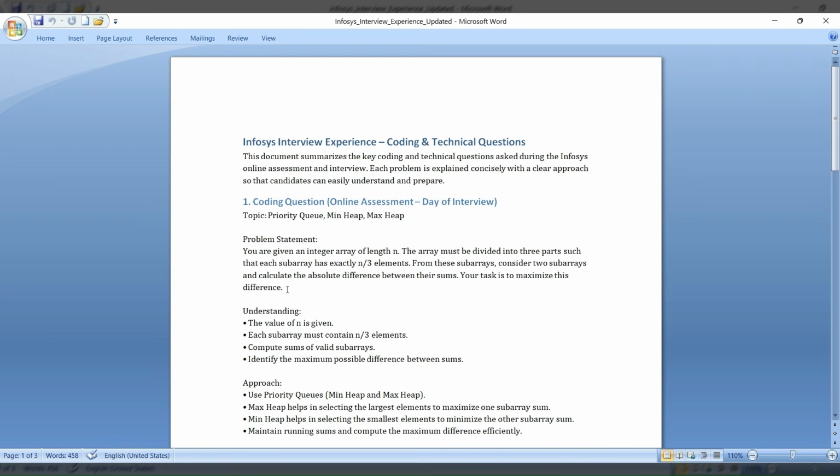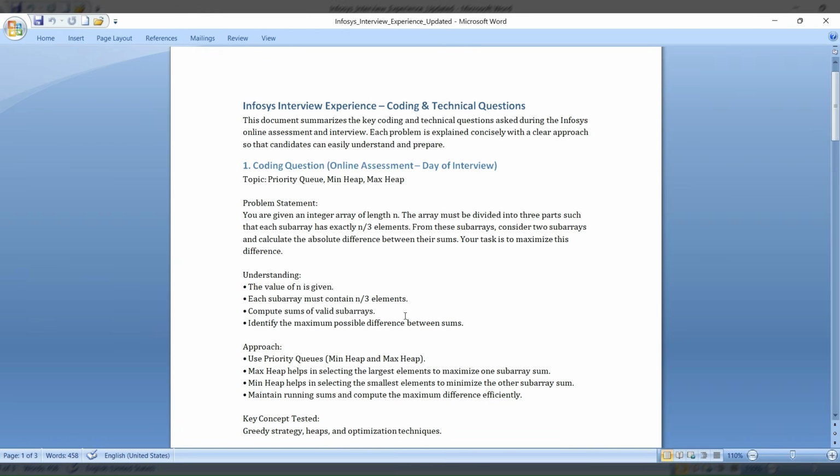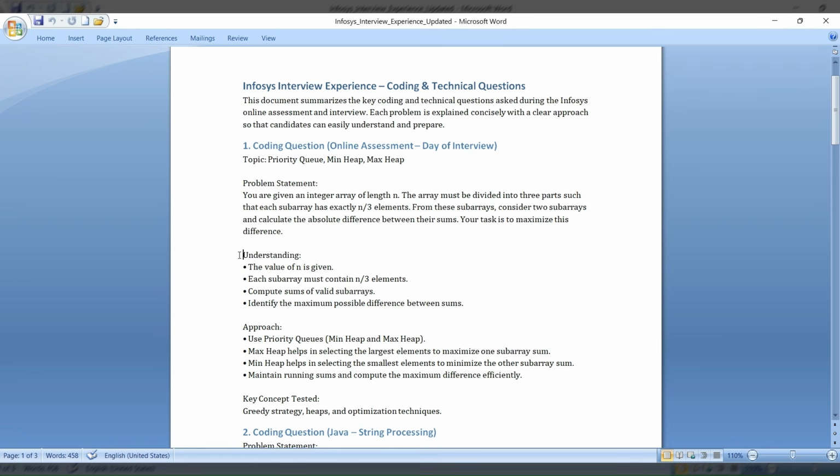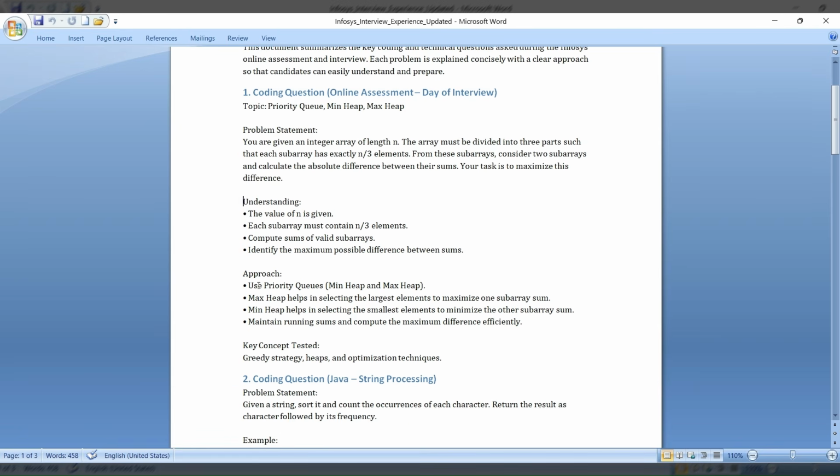I have been given an array of length n. I have to divide the array into three parts, n by 3 each, and then I have to form two arrays so that the difference of the sum of each subarray is maximum. So this was the question statement, and here is more understanding about the subarray and the question.